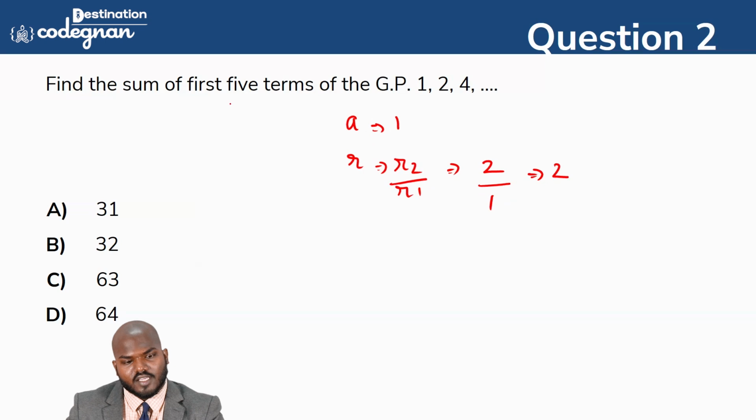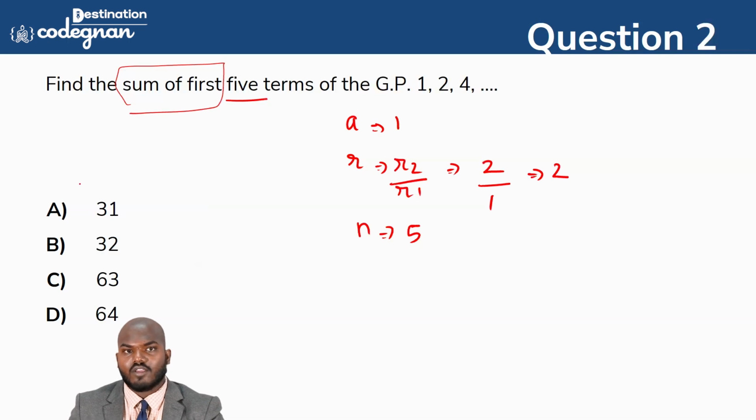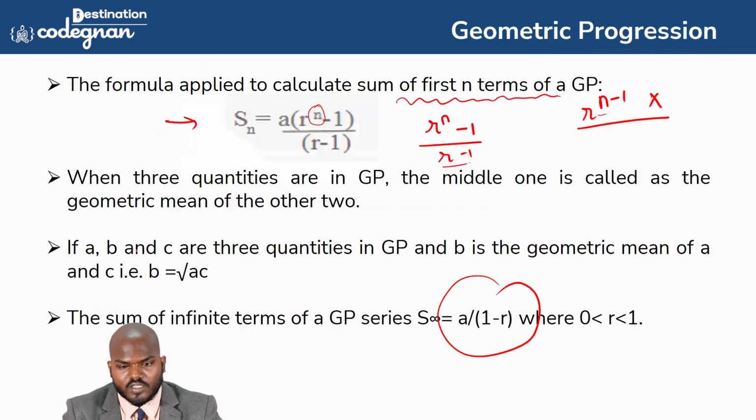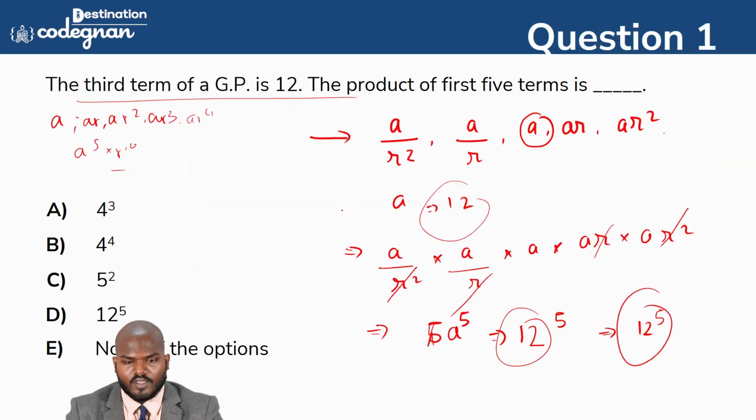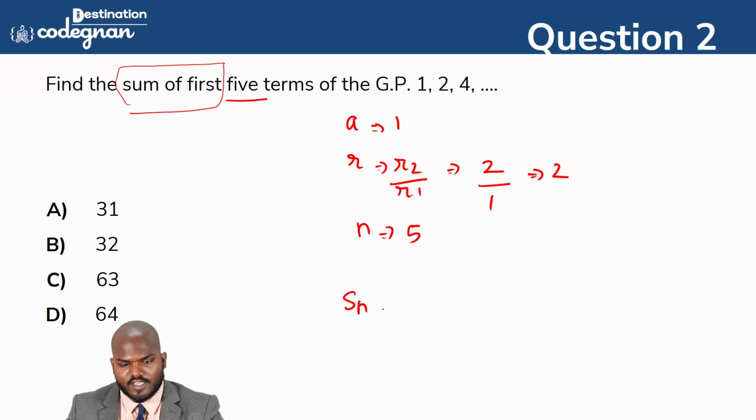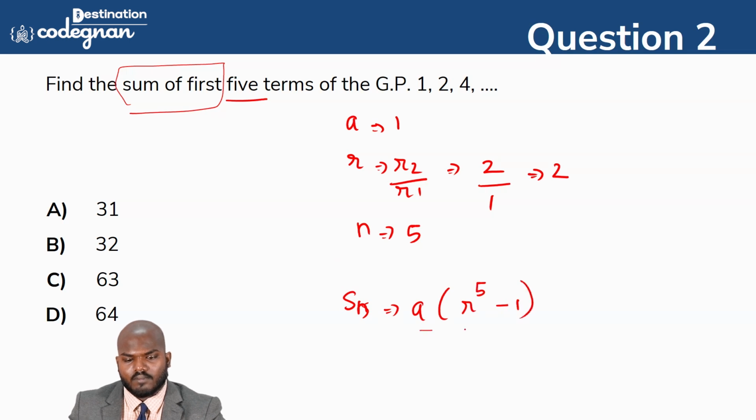They are asking for the first 5 terms, so you can call n is equal to 5. They are using the phrase sum of the first, so you need to use the sum formula only. Does anyone remember what the sum formula is here? Sum is equal to A of R power n minus 1 over R minus 1. That's what you can take out here. So S5 is A times R power 5 minus 1 by R minus 1. This is the formula.